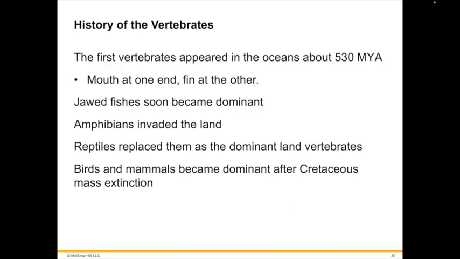Vertebrates evolved in the oceans about 500 million years ago during the Cambrian period. Many of them look like a flattened hot dog. Yes, a flattened hot dog during the Cambrian period, with a mouth at one end and a fin at the other. The appearance of jaws was a major advance, opening up new food gathering options. And jawed fishes became the dominant creatures in the sea.